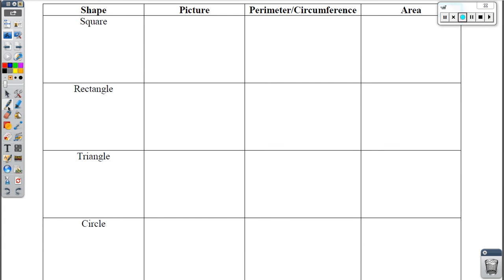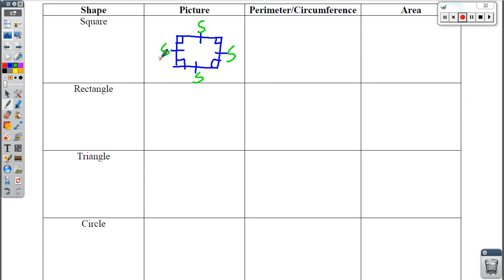Let's start with squares. So a square is something that looks kind of like that. It has all four sides congruent. It also has all angles congruent, all angles 90 degrees. So for the sake of doing the perimeter and area, let's call each side S. Since all the sides are the same, we can call them all S.